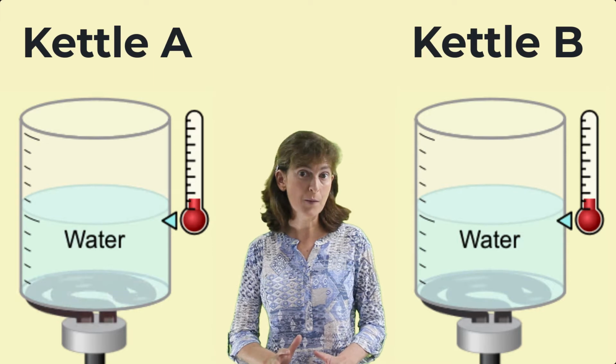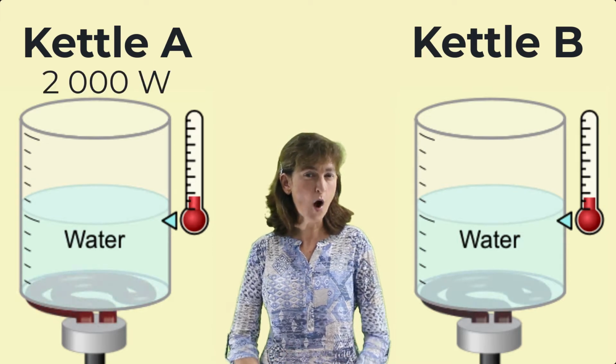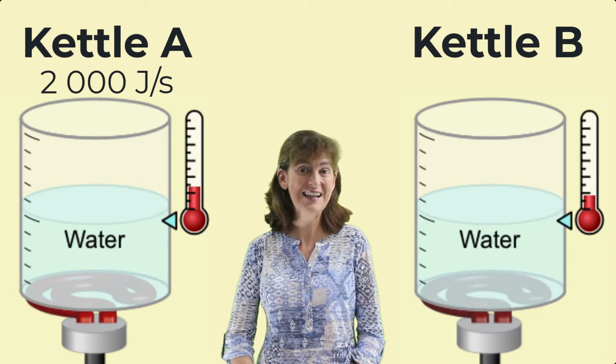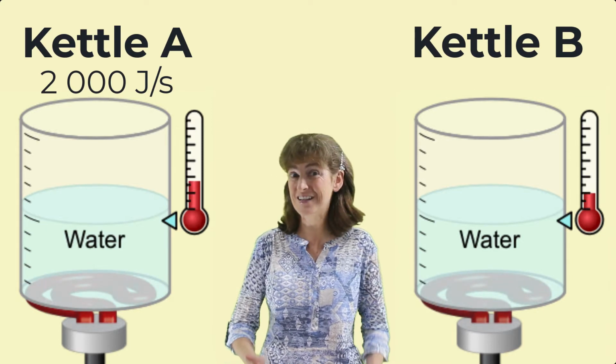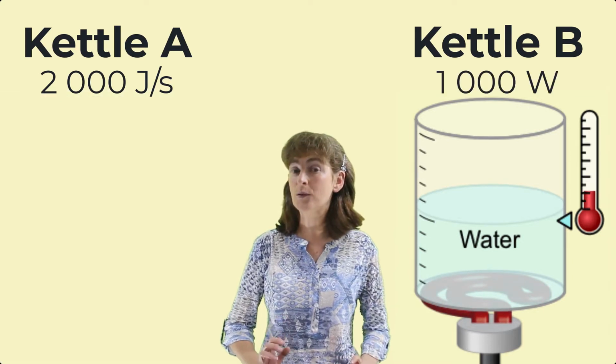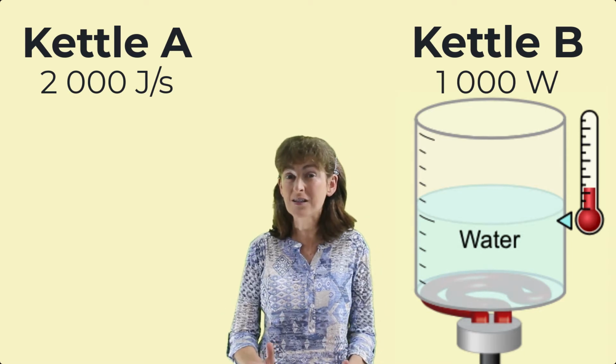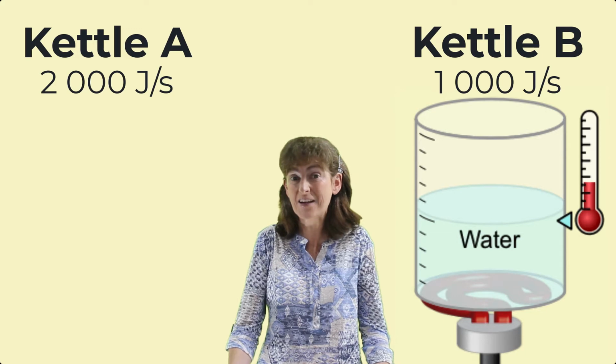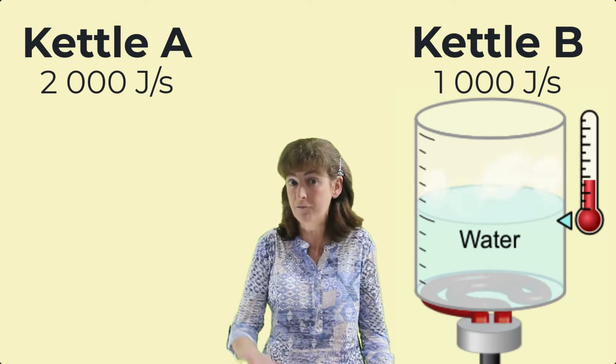So a kettle with a power rating of 2,000 watts converts 2,000 joules of electrical energy into heat energy every second, whereas a kettle with a power rating of 1,000 watts converts half of that, only 1,000 joules of electrical energy into heat energy every second.